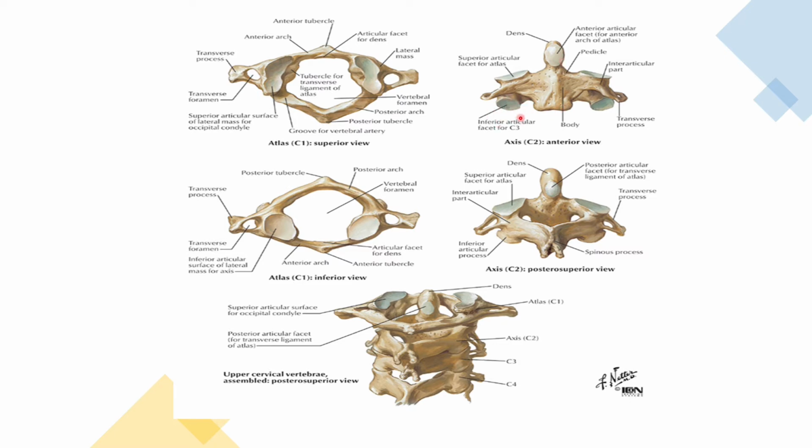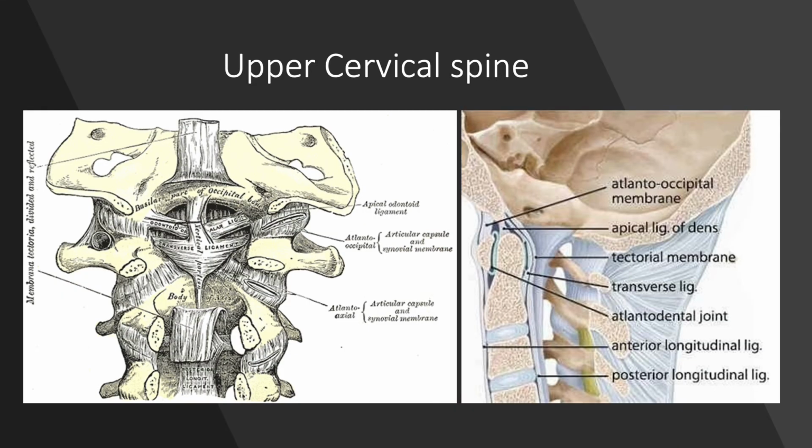Then you have your inferior articular facet, which articulates with the C3, and your superior articular facet, which articulates with the atlas. And this is the posterior-superior view showing the C2 vertebra. And the last part is how C1 and C2 look when they articulate with each other. Now let's go on to see what the ligaments between C1 and C2 are, which hold everything together.